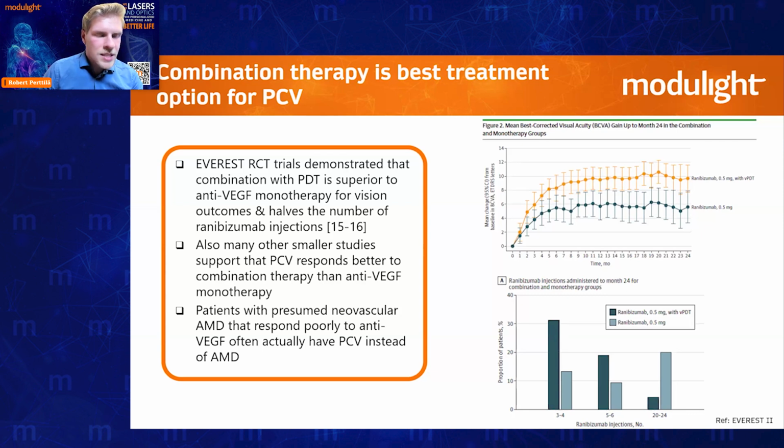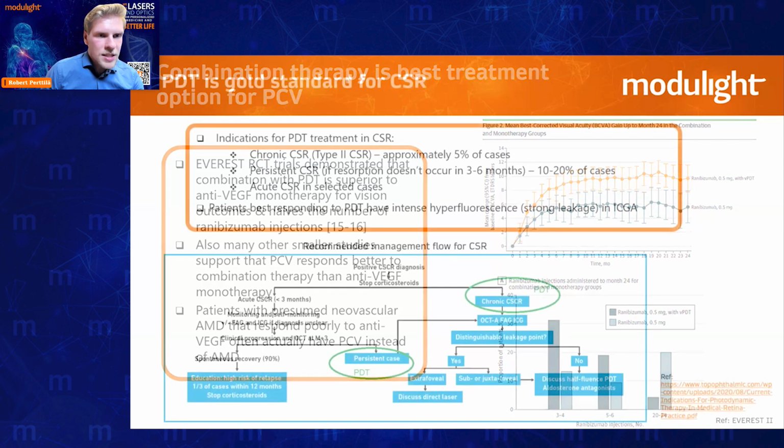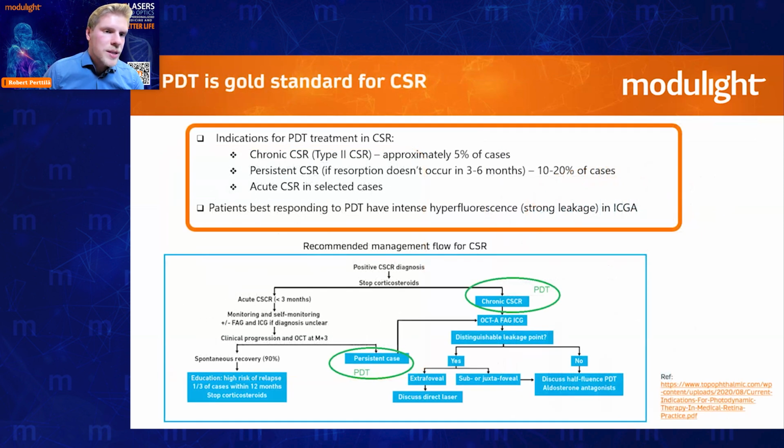Then lastly, a couple of words for the CSR. As Dr. Vogel already explained a little bit, chronic CSR or type 2 CSR is basically a standard indication for PDT, and PDT is a gold standard for these patients. It's approximately 5% of the cases.